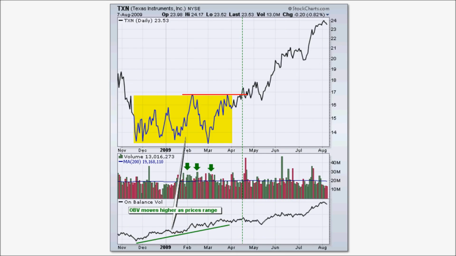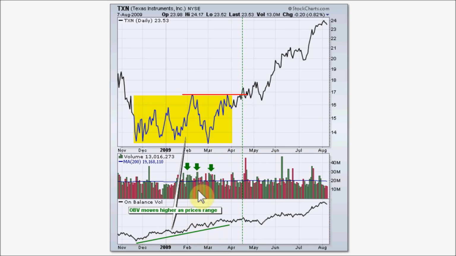Here is another example of a bullish divergence. Texas Instruments was also range bound for about 5 months in this area right here, between about $13 and $17. It was up and down. The lows and the highs were in this range. So it really wasn't going anywhere. But if you look at OBV, okay, when you draw a trend line through the lows, they're flat. But OBV was rising, okay?